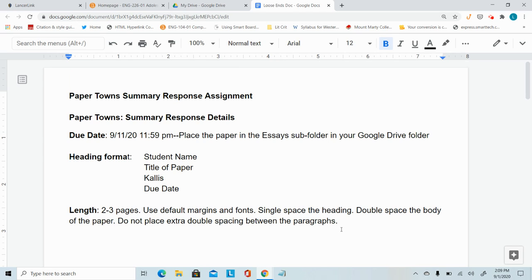Follow the format. And again, the summary response overview for Paper Towns will be on the D2L page, and the general summary response overview will also be on the D2L page so that you can double check all of those. Again, last time, I think I've said this about 15 times. If you have any questions, please let me know.